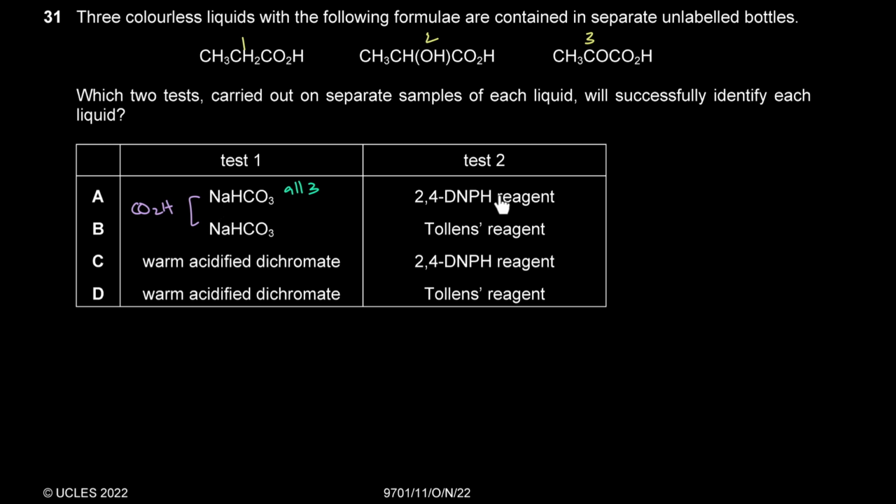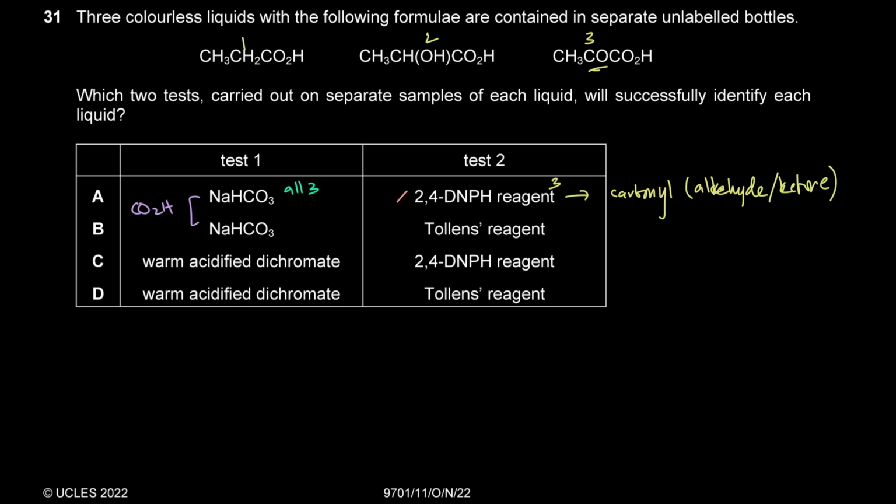The second test, that is 2,4-DNPH. 2,4-DNPH is used as a test for carbonyl compounds, that is aldehydes or ketones. So 2,4-DNPH will only react with compound 3 because we have a ketone over here, which means that we will not be able to distinguish between 1 and 2. So option A wouldn't work over here.